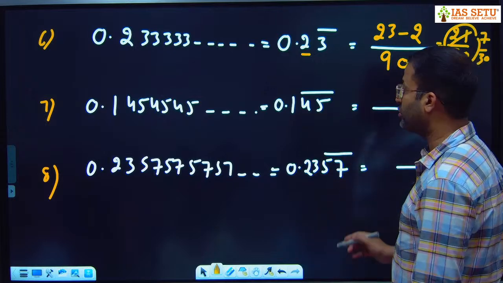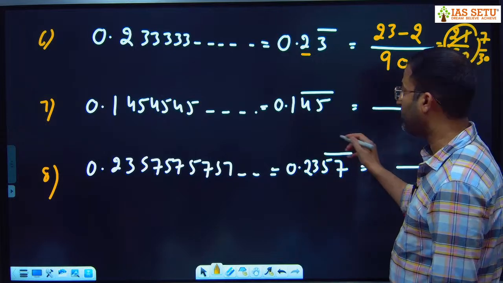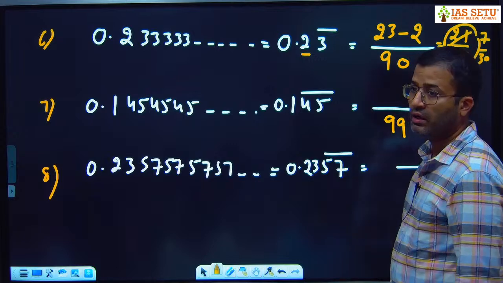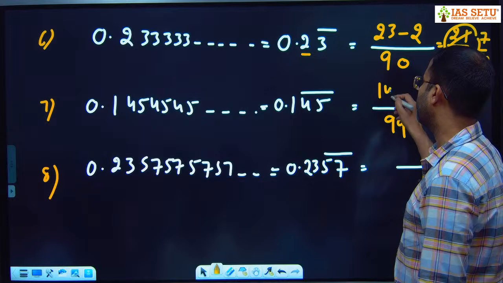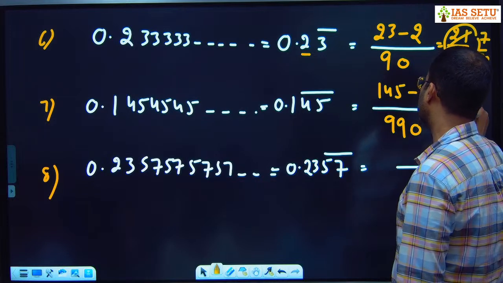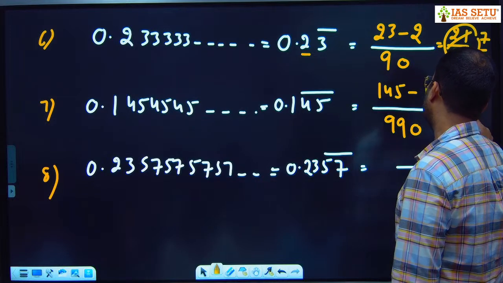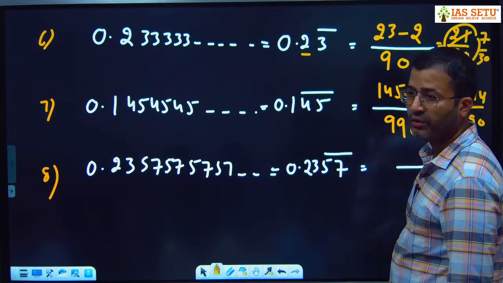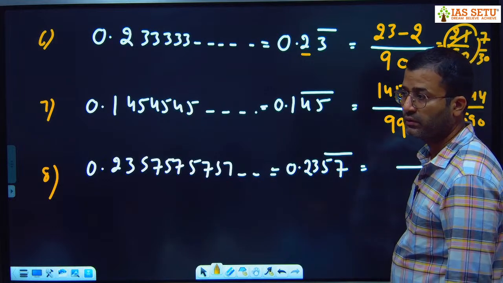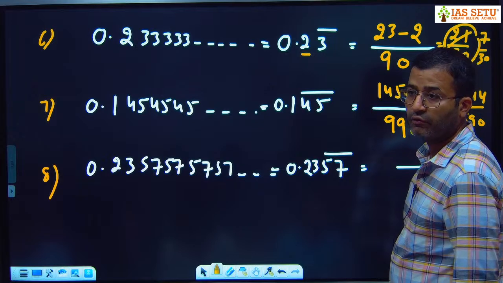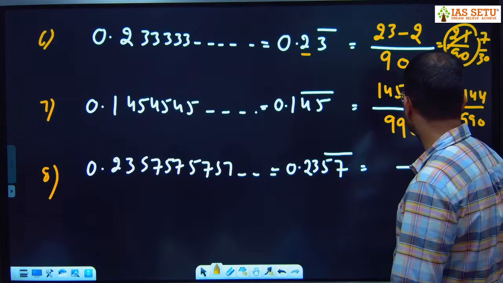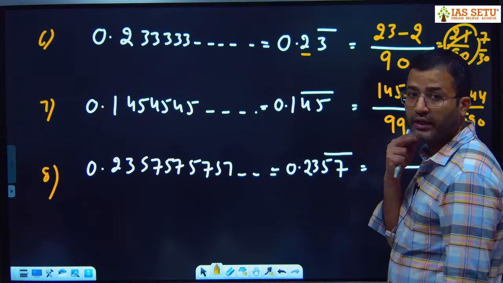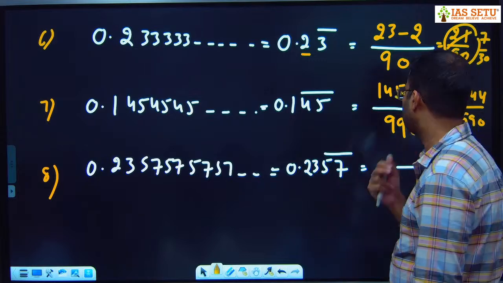Now the second question: there are two digits in the bar, double 9. There is one digit between the decimal and the recurring part, one 0. Numerator 145 minus 1, it is 144 upon 990. Simplify. What is coming? 48, then it will also divide by 3, 72 was coming, 8 upon 55. Go check.